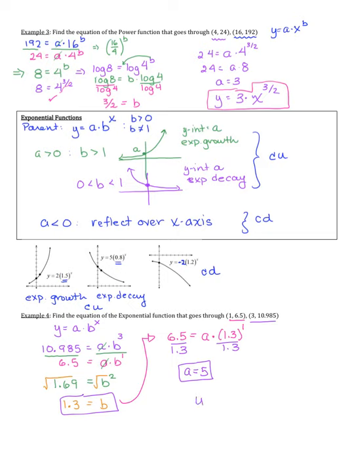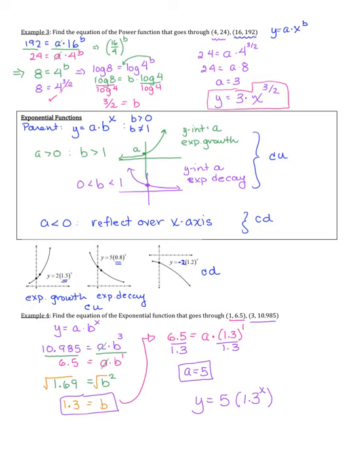All right, and we have to put it all together. So y equals, drum roll please, 5 times 1.3 to the x. Now, however you want to write it, some people write 5 parentheses 1.3, then close parentheses, whatever.